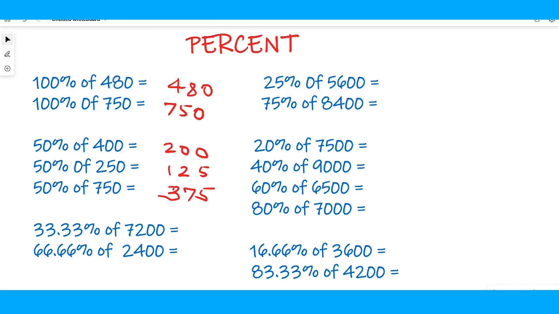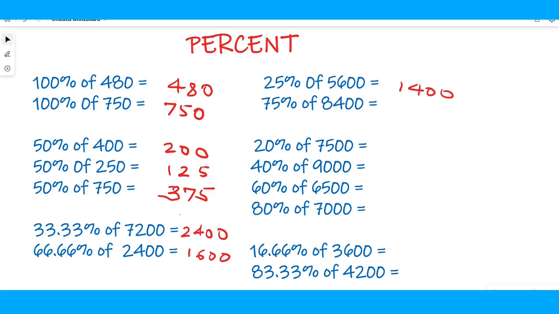33.33% is 1/3, so 33.33% of 7200 is 1/3 of 7200, which is 2400, so we write 2400. Thus 66.66% of 2400 is 2/3 of 2400. 2/3 of 24 is 16, so 2/3 of 2400 is 1600. Now we calculate 25% of 5600. 25% is 1/4, and 1/4 of 56 is 14. Thus 25% of 5600 is 1400.